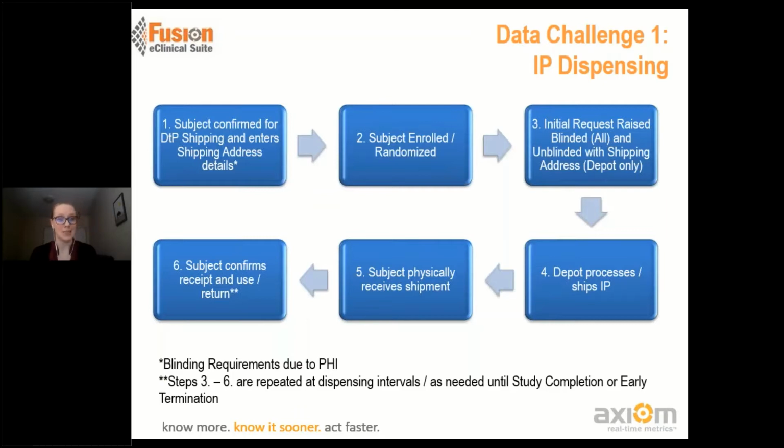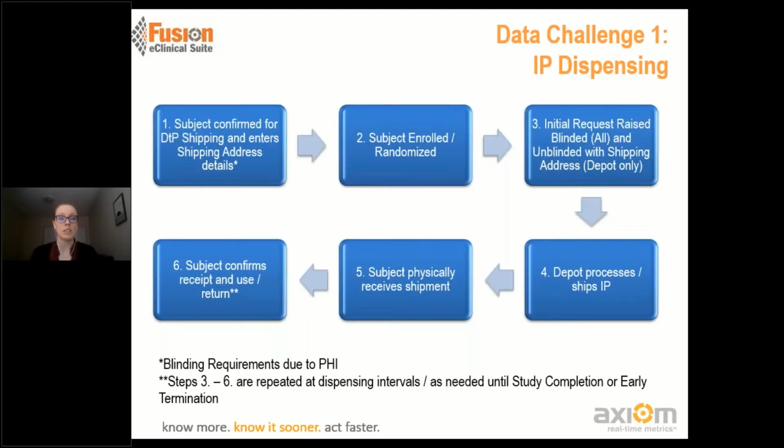And of course, as I noted earlier, that's a flag right away because this is considered protected health information, or PHI, and so there's blinding requirements and level of encryption as applicable required. From there, you need to confirm the subject's eligibility and complete the study assessment. So the subject will be enrolled and or randomized, so ensuring that the subject is eligible to receive the treatment. And then of course from there, we have that initial shipment.